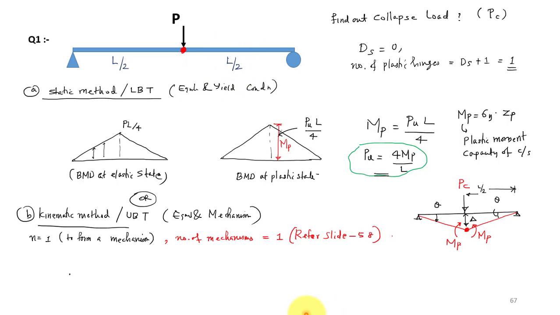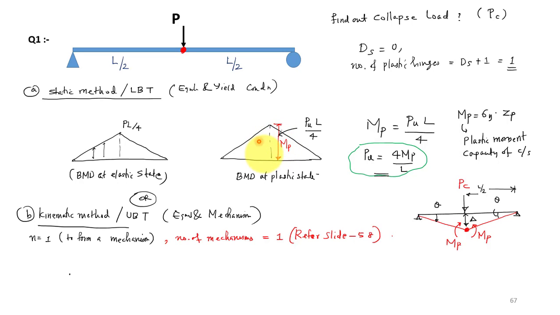In the lower bound theorem, we make use of the bending moment diagram at the plastic state. This is a simply supported beam and the degree of static indeterminacy is 0, so you need only one plastic hinge to form the mechanism. That is why we have to see only the one.